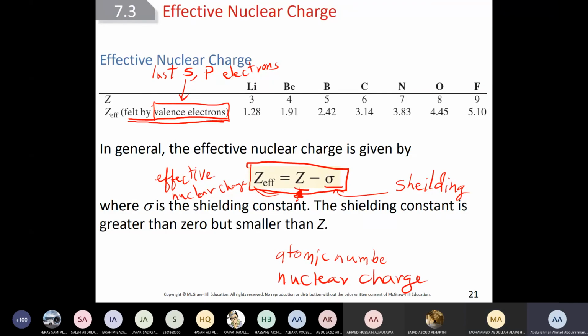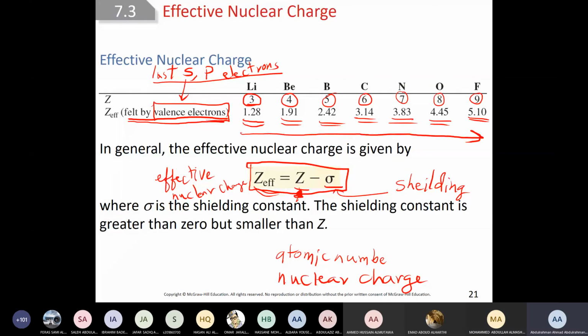And as you can see here, this is the nuclear charge, which you should know: 3, 4, 5, 6, 7, 8, and 9. But the last sp electrons, look at the numbers here, it's not 3 for it because of the shielding, it feels only 1.28. This one 1.91, this one 2.42. I don't want you to memorize these numbers, but I want you to notice what is happening to the effective nuclear charge as you go from here to here. It's increasing.